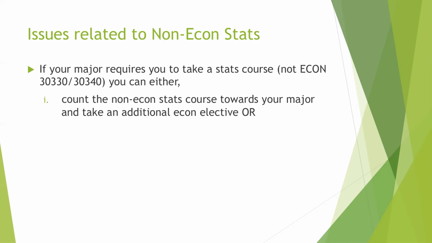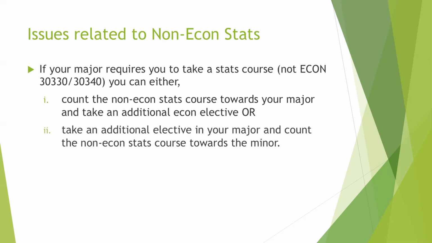So for example, if you're a psych major and a business econ minor, you could use psych stats towards your major, and instead of taking an additional stats class to satisfy the business econ minor, you can just take an additional econ elective so that you're still satisfying the 5 course requirement. Or you could take an additional elective in your major and count the non-econ stats course towards your minor.